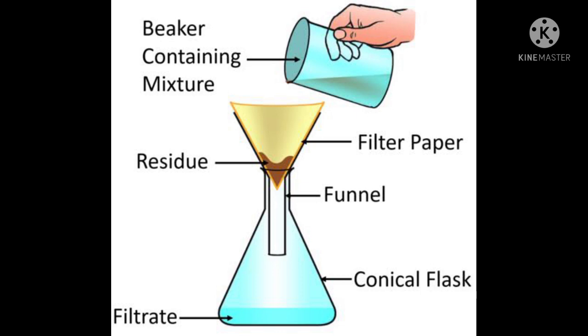Next, filtration. In case of a mixture of fine sand and water, sedimentation and decantation may not be effective because the fine sand particles may not be separated from the supernatant liquid while decanting. Here, the effective method is filtration. Filtration is the process of separating an insoluble solid from a liquid using a filter paper. Filter paper filters the unwanted things from water. It allows pure water to go down and residue to remain there.